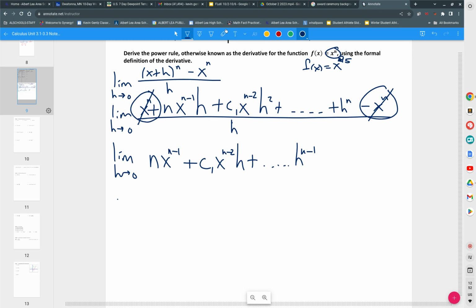Look at what you have left. Everything that's left, except for the first term, has what? Everything else has an h, right? It's only this first one that doesn't, right? So what happens when you plug in 0? Everything that has an h is all just going to vanish, is it not? And so you are only left with that thing.